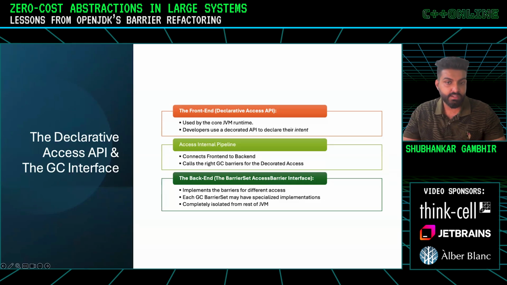For the rest of this presentation, we are going to explore this entire architecture, starting at the front end API, traversing the 5 steps of the internal pipeline, and finally seeing how the GC backend plugs in with the zero overlay.